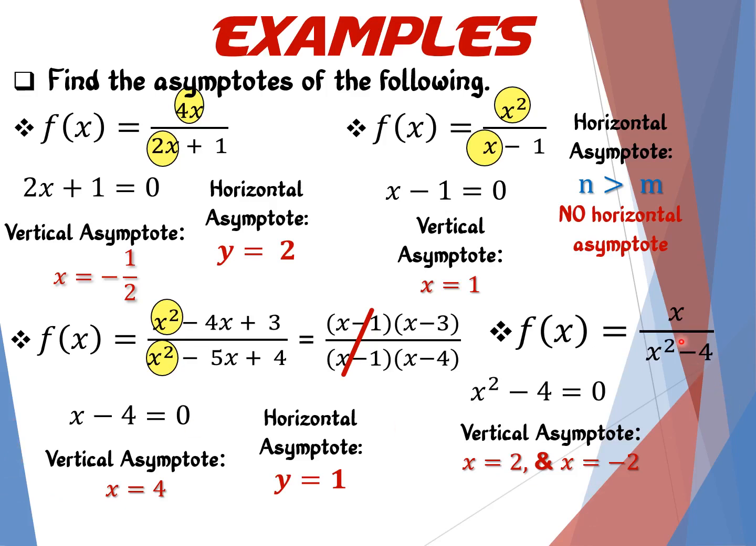Now for the horizontal asymptote here, the exponent in the numerator is 1 and in the denominator is 2. So since the degree of the numerator is less than the degree of the denominator, your horizontal asymptote is y is equal to 0. So that is how you find the vertical and the horizontal asymptotes. I hope you get it.